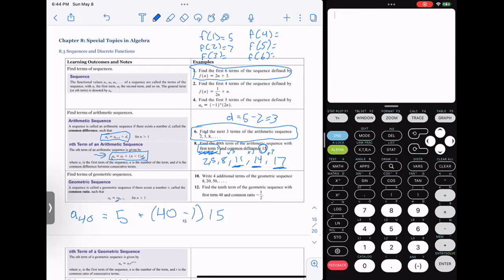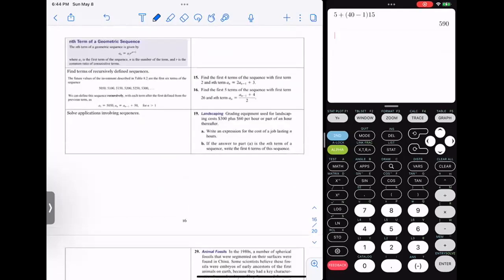So we can plug that in our calculator. 5 plus 40 minus 1 times 15. So our 40th term is just 590. Any more questions on page 15? These are good to know. All right, so page 16 then. Any questions on page 16?